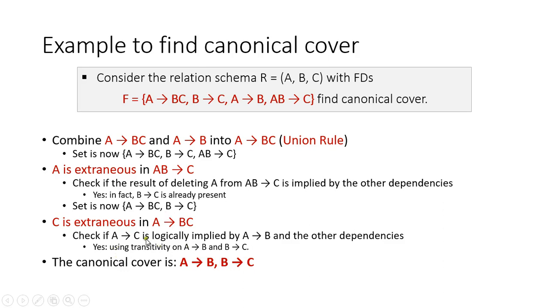By removing that, we get the canonical cover for the above question: A determines B and B determines C. So Fc will be A determines B and B determines C. From here, all the functional dependencies given in the question can easily be derived using the different Armstrong axioms. So this is the example to find the canonical cover. Thank you.